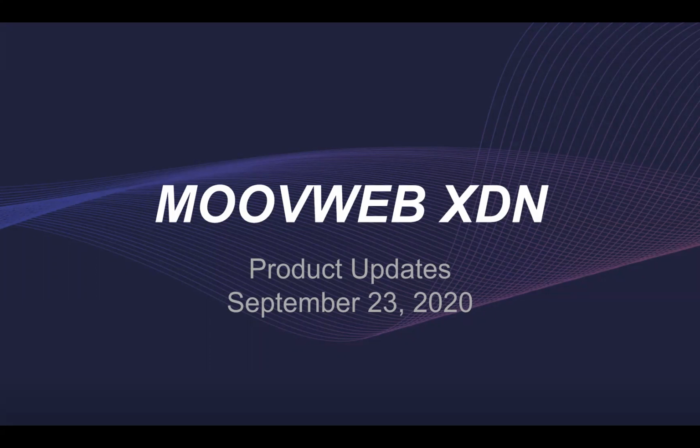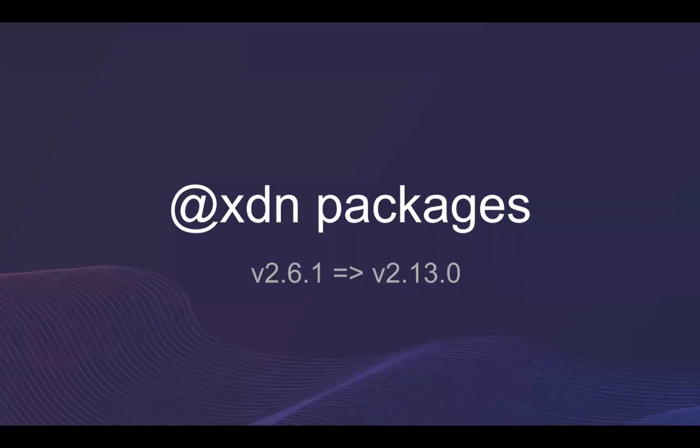All right, so we have a few things for you today. First of all, the XDN package version number has been updated. Last time we met, it was version 2.6.1. We are at 2.13.0. We don't have any breaking changes, so that's good news. We are just adding new functionalities here, which we'll talk about today.